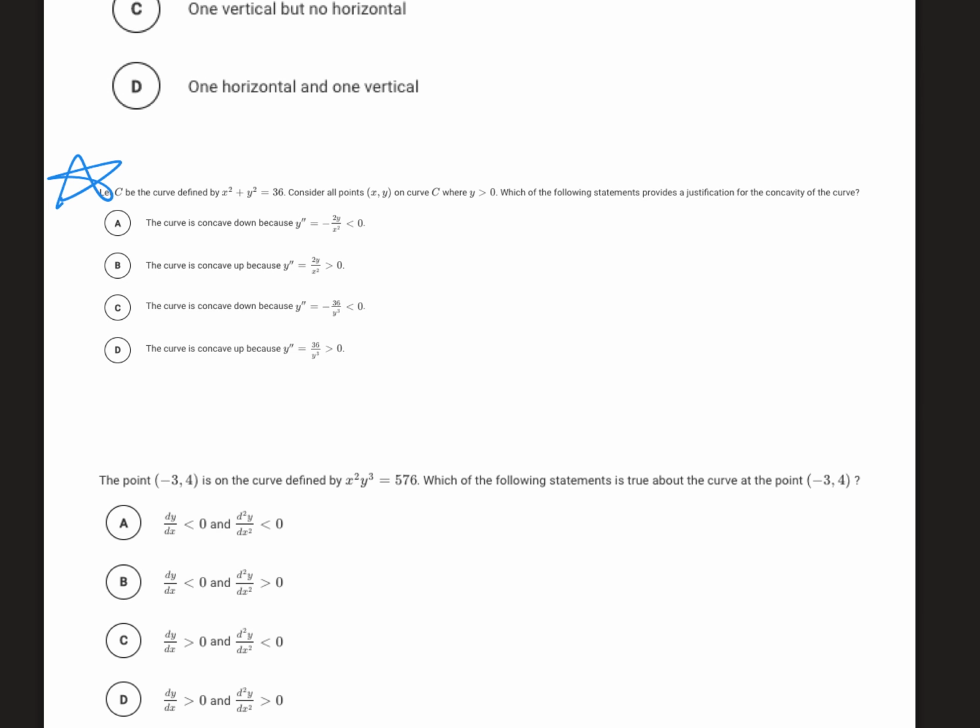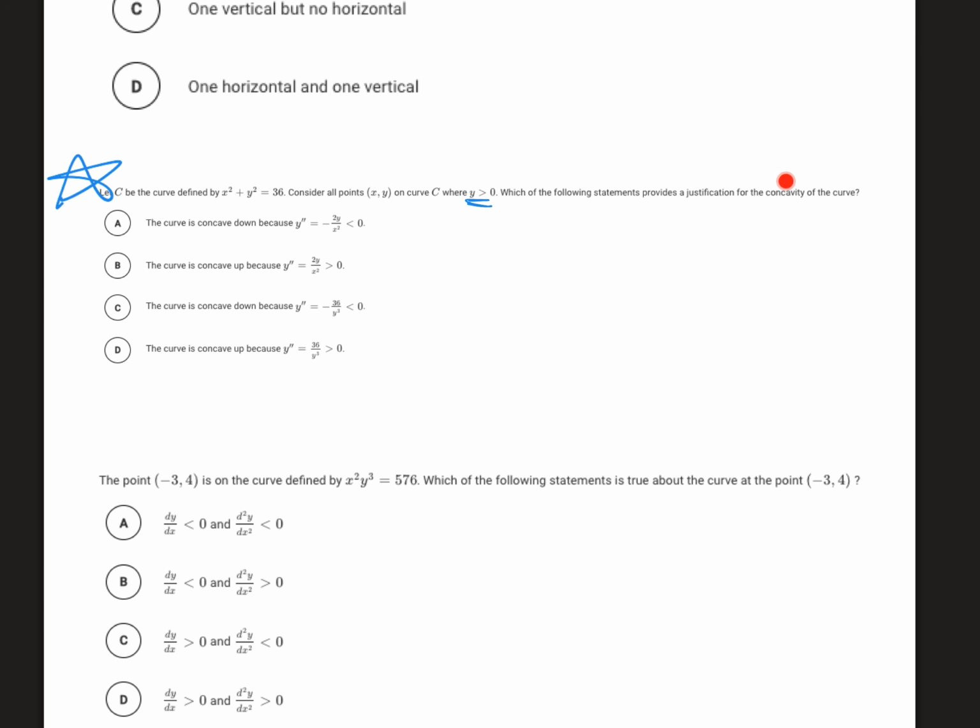Okay, so this problem, let's read it first. Let C be the curve defined by x squared plus y squared equals 36. Consider all points x, y on the curve C where y is greater than 0. So I'm already looking at, okay, it wants me to focus on when y is positive, y is greater than 0. Something to keep in mind. Which of the following statements provides a justification for the concavity of the curve?